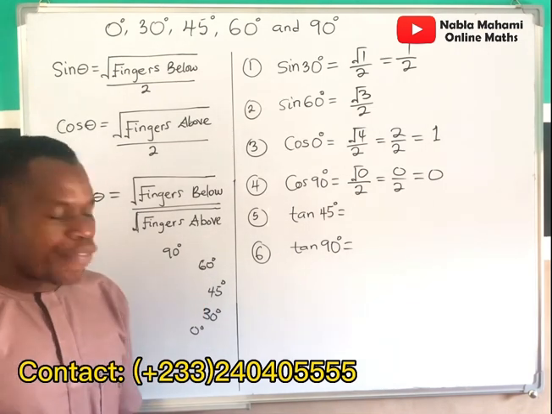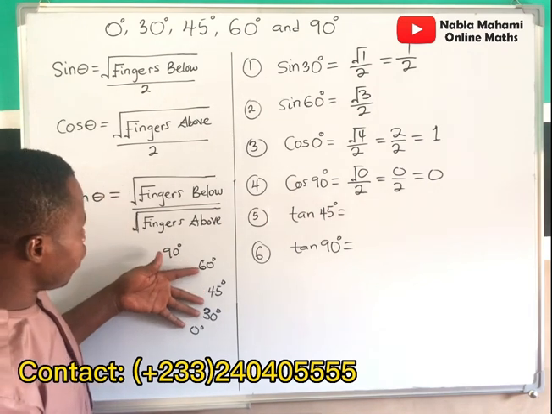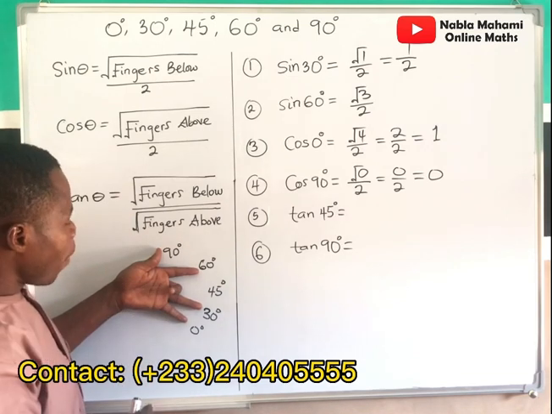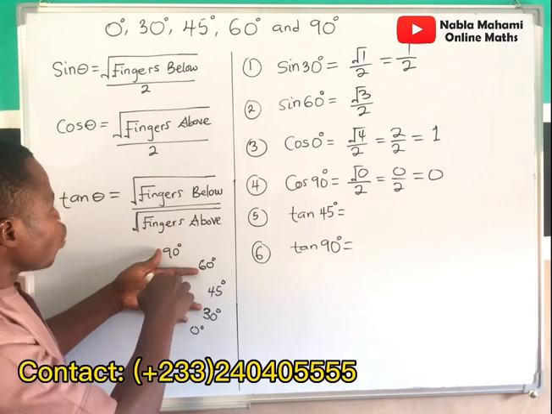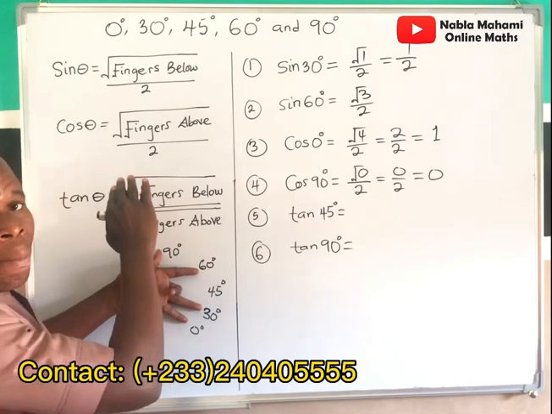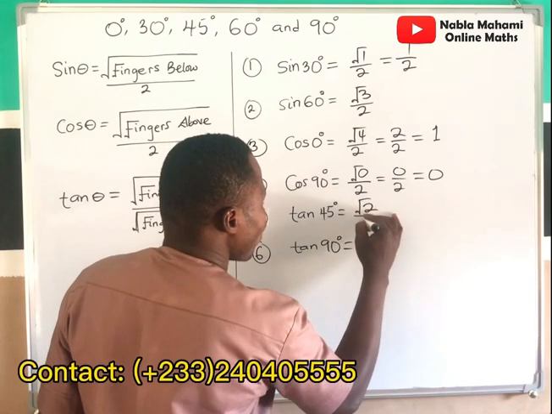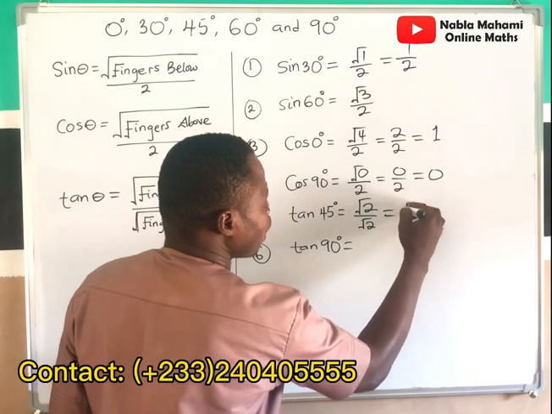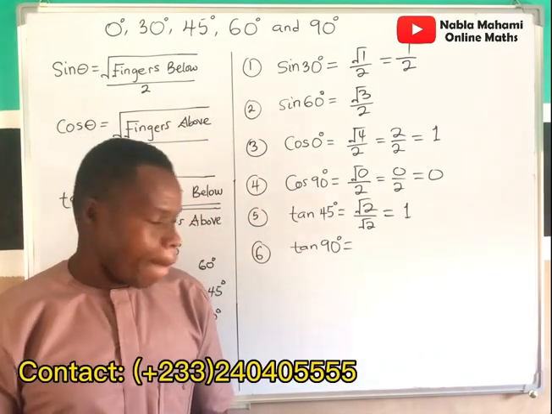Let's go to tan 45 degrees. I'll do this. Tan 45 means that I'll bend the 45 degrees finger. And tan is square root of fingers below all over square root of fingers above. So fingers below is 2, fingers above is also 2. So this will give me root 2 over root 2, and root 2 over root 2, they are the same. It means my answer is 1. That means that tan 45 degrees is 1.